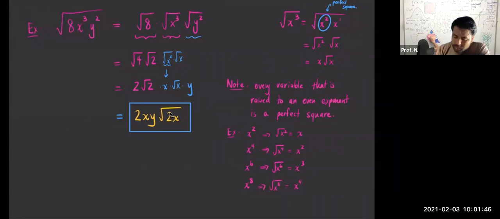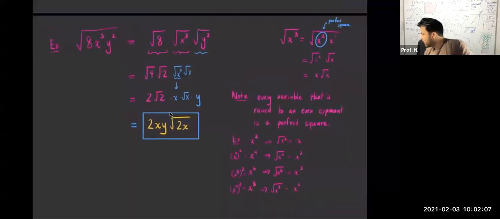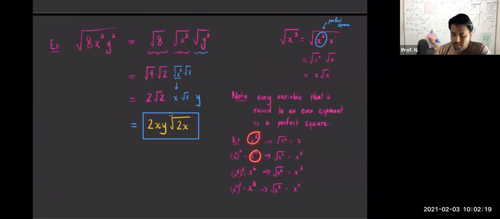Because you can think of this as x squared, squared. You can think of this as x cubed, squared. You can think of this as x to the 4th, squared. Does that make sense? And what matters, guys, is the kind of square root that it is. So if it's a square root, then you're dealing with these things.